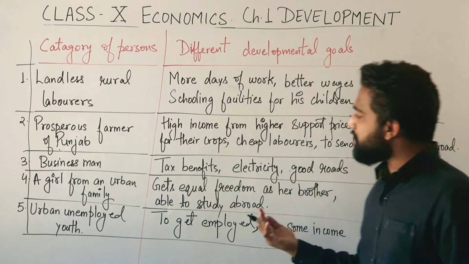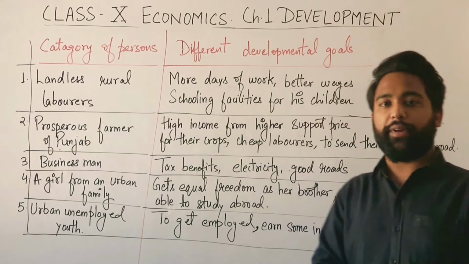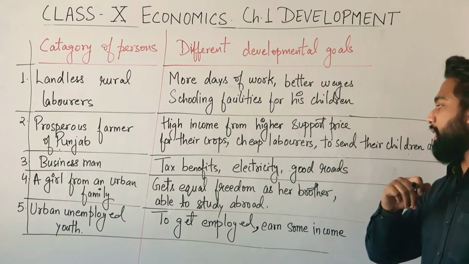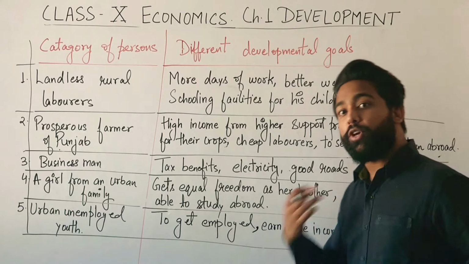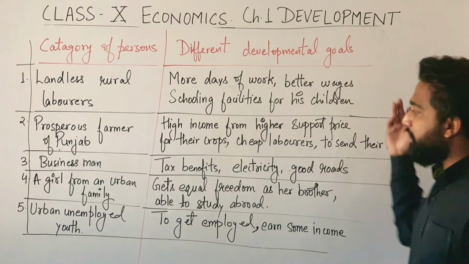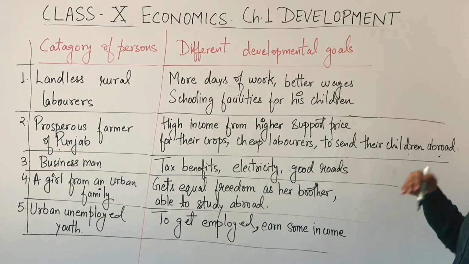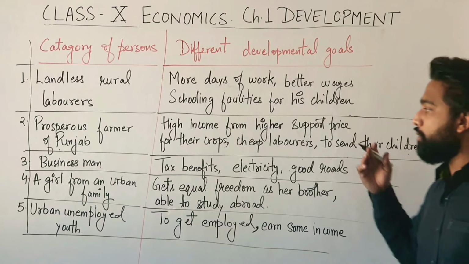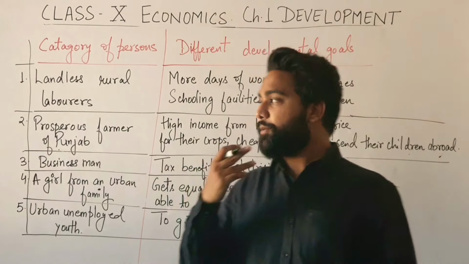Now let's come to the third category, which is the businessman. What does a businessman seek? He seeks tax benefits. If the tax is reduced by the government, then he is in profit. Then it will be a developmental goal for the businessman. If the government is able to produce more and more electricity, then it's a benefit for the businessman. If he is getting good roads, then it will be very easy for that businessman to transport his goods from one place to another.